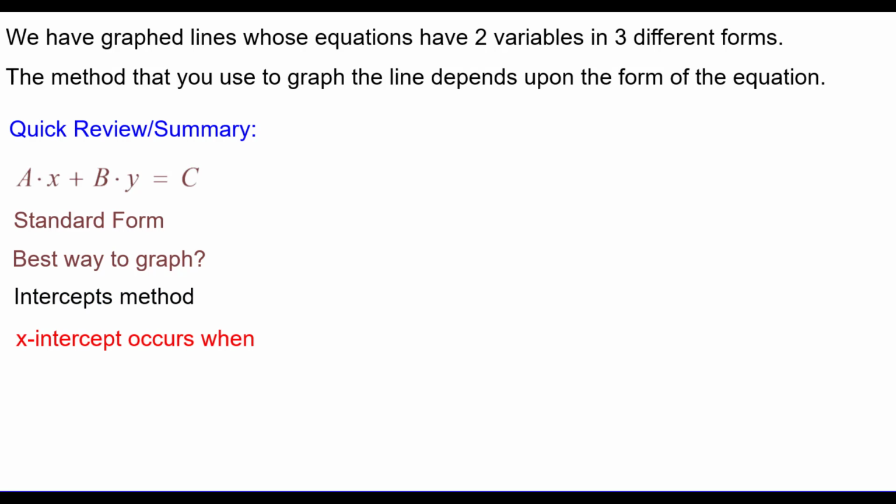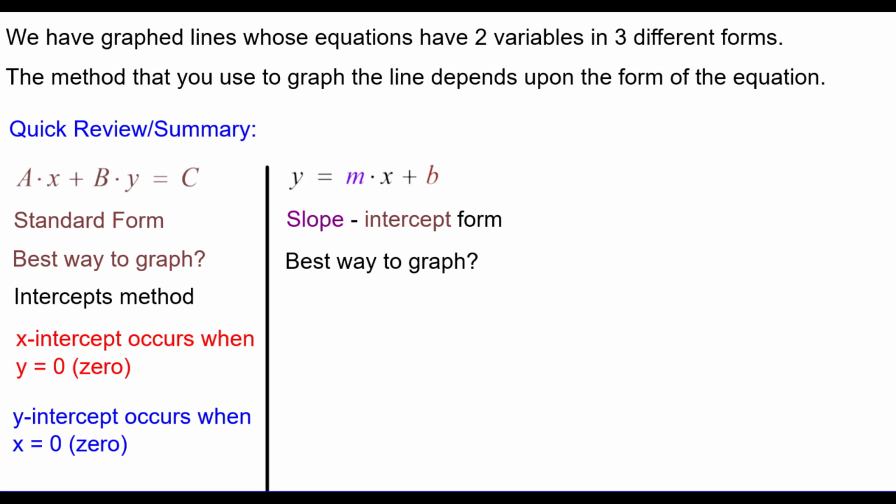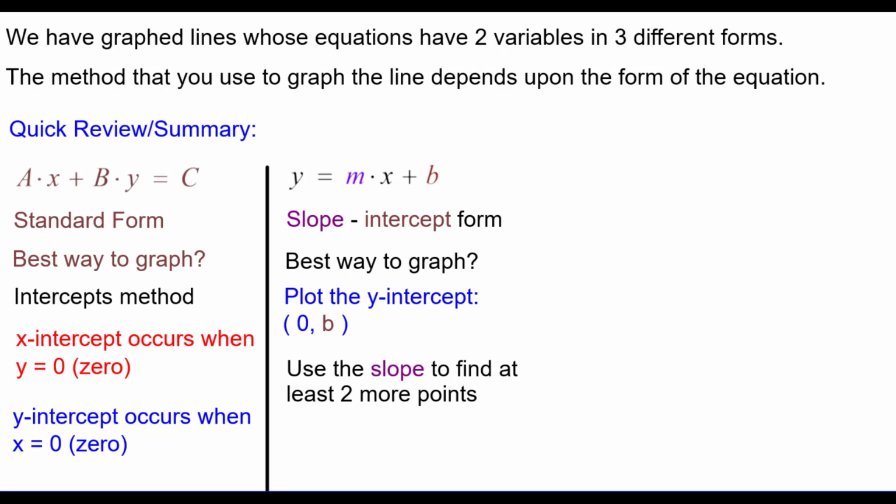Recall that the x-intercept occurs when the y-coordinate is 0. The y-intercept occurs when the x-coordinate is 0. Y equals m times x plus b. This is called slope-intercept form. The best way to graph: plot the y-intercept first using the coordinates 0, whatever b is.